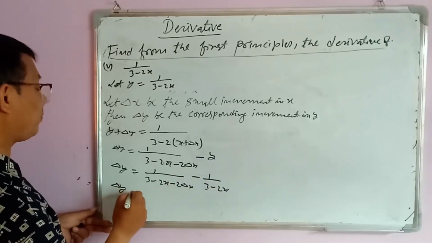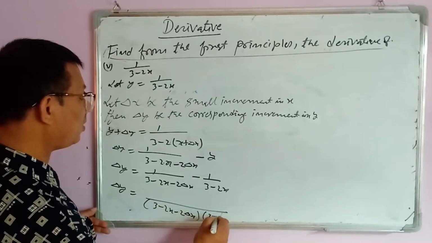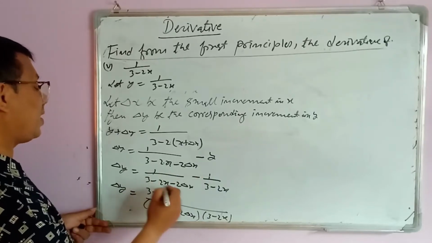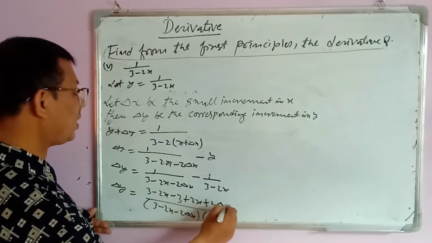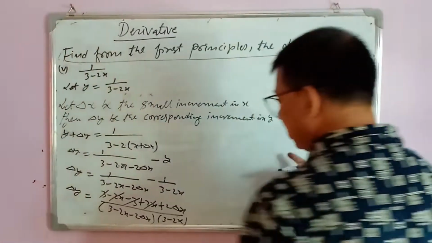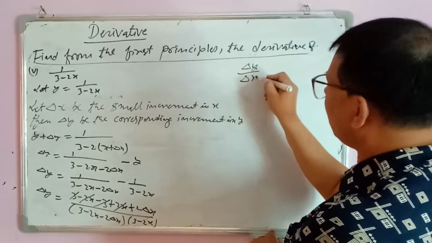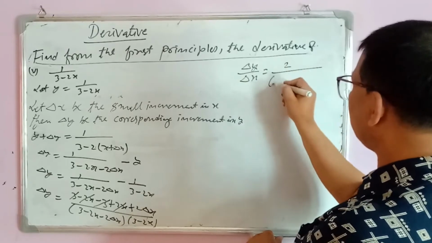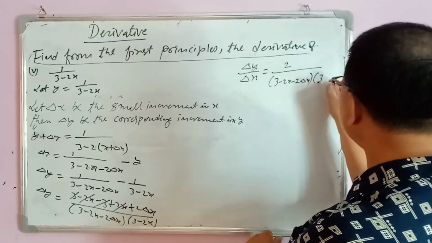Taking LCM, 3 minus 2x minus 2 delta x, and 3 minus 2x. This will multiply to 3 minus 2x, minus 1 times 3 minus 2x minus 2 delta x, giving plus 2x plus 2 delta x. Now plus 2x and this cancel. Now only 2 delta x remaining. Delta x transferring to the denominator, delta y by delta x equal to 2 by 3 minus 2x minus 2 delta x, 3 minus 2x.